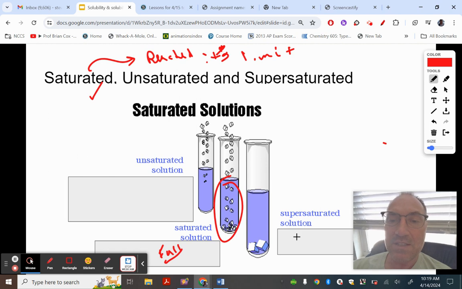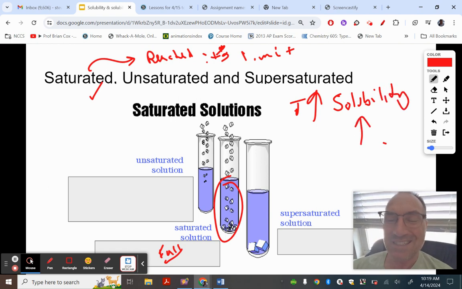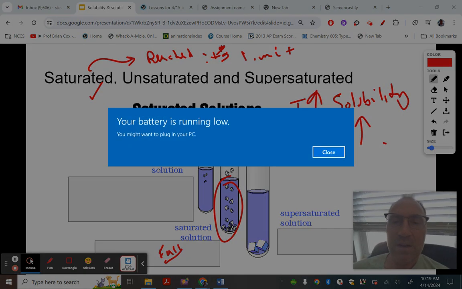And typically, as temp goes up for most things, solubility goes up, especially for solids. For gases, it's kind of opposite. There's a few that aren't.